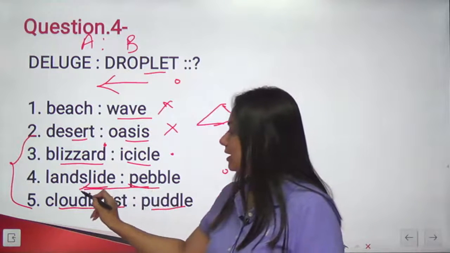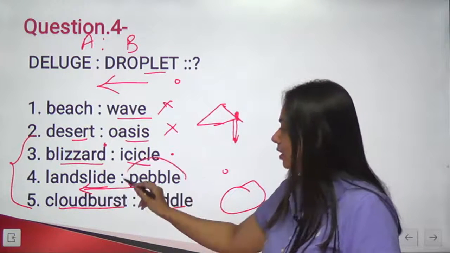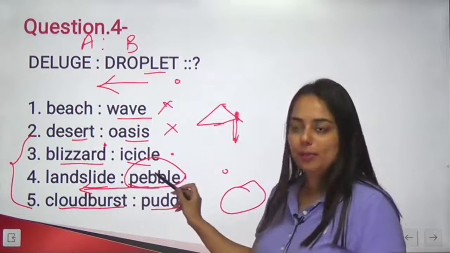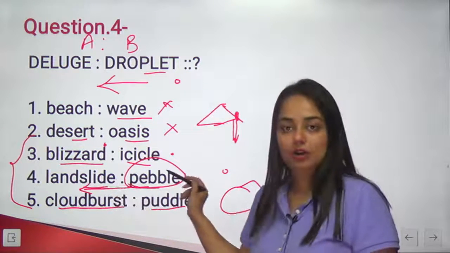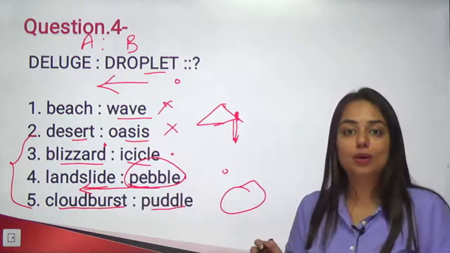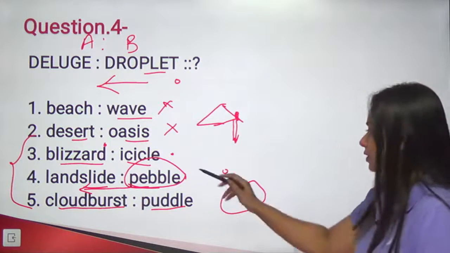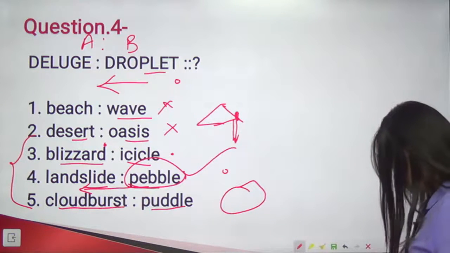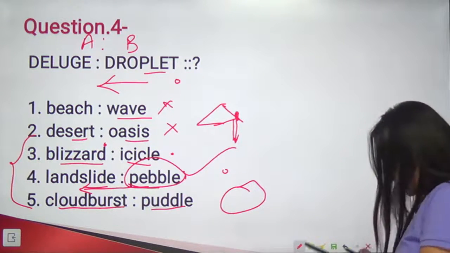The degree of landslide is much greater than pebble, and a lot of pebble, you can say, leads to the landslide. Sliding of lot of pebble leads to the landslide. So this one is the right answer. Yes, it is the fourth one.